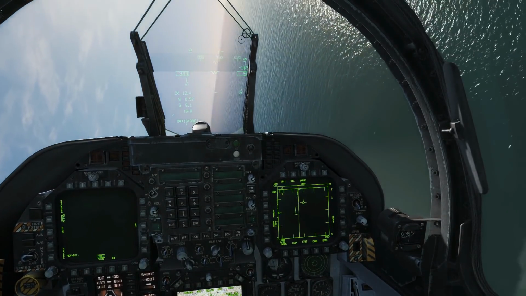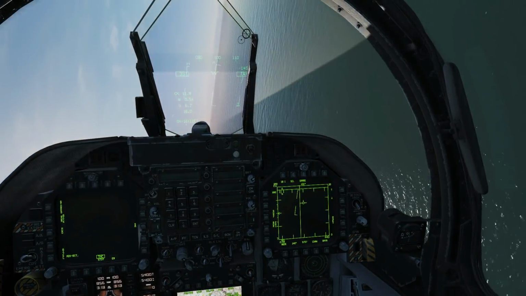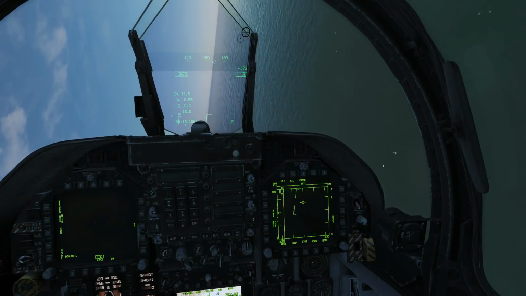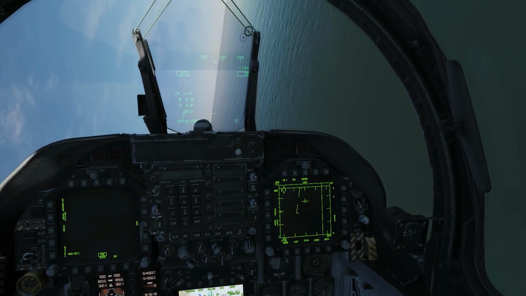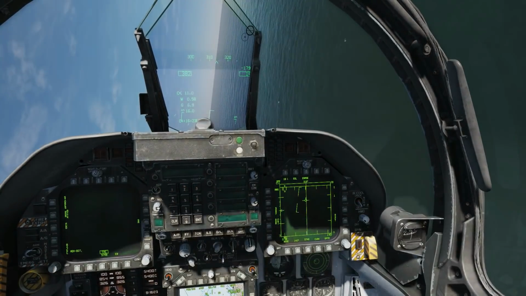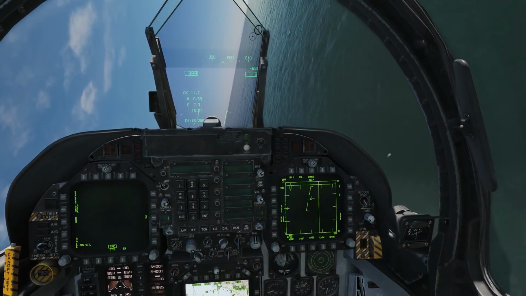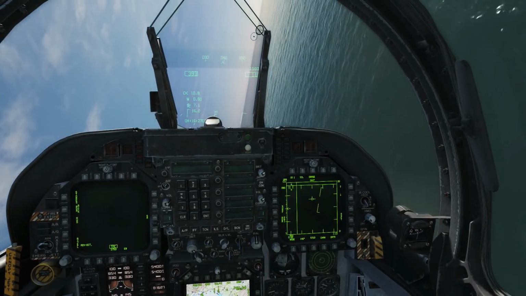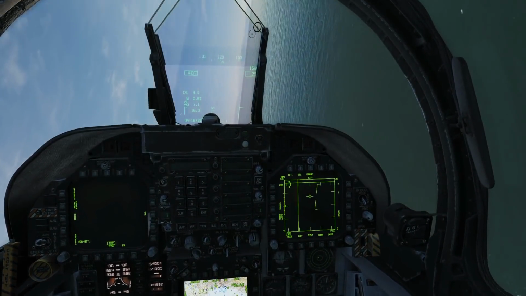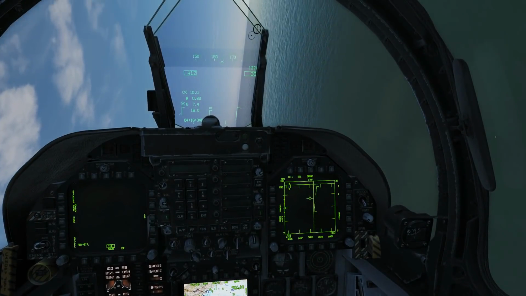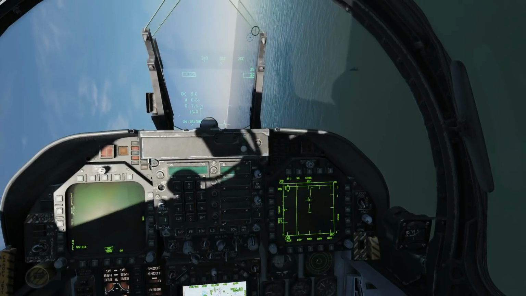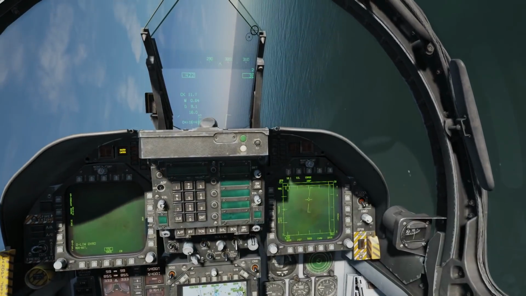So that's 340, 350, 360, 370, 380, about to crash, 390, 400, 410, and the G limiter is working. Yes, it's working.